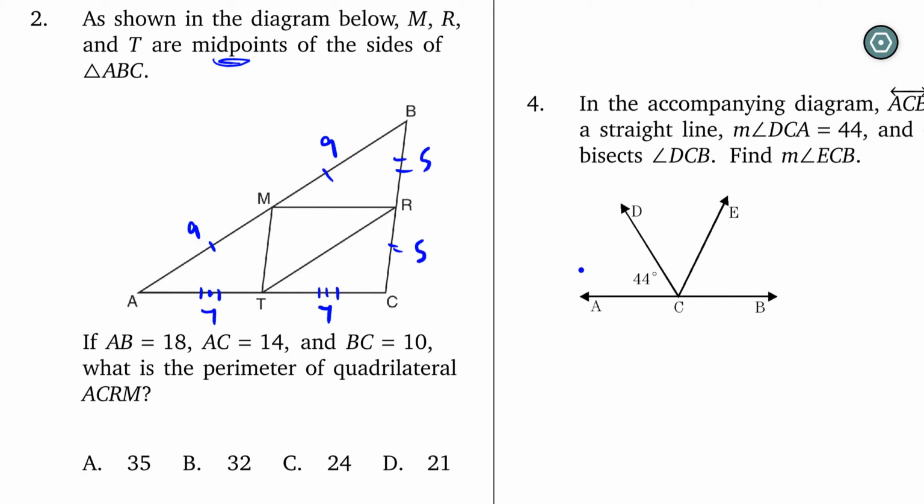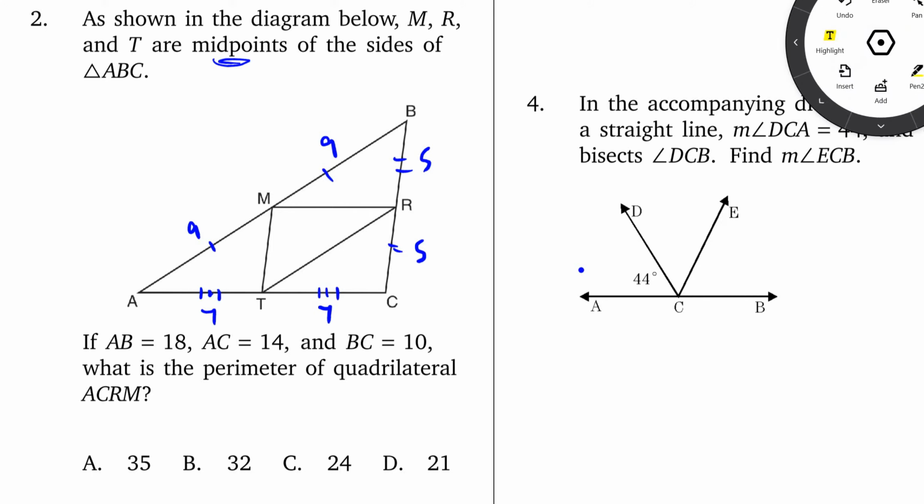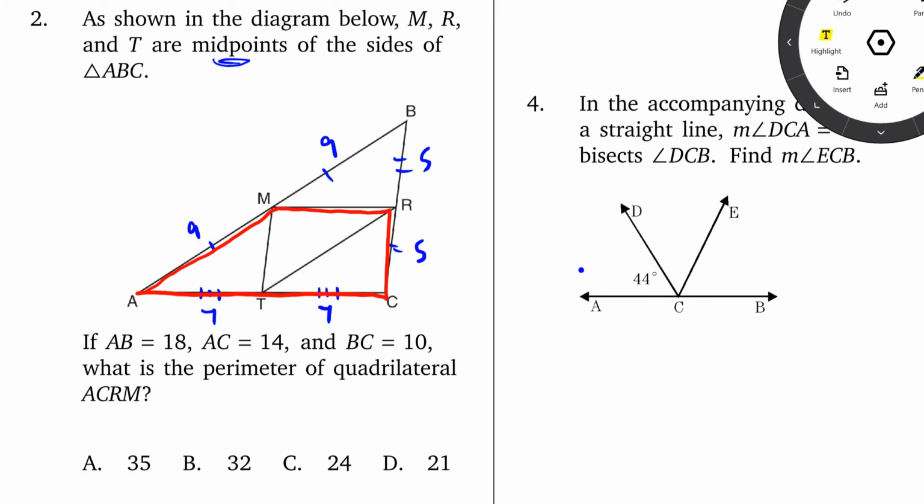It wants us to find the perimeter of quadrilateral ACRM. ACRM is this quadrilateral that I'm highlighting in red. Now if I add up all of the sides there, I have 3 of the 4 sides. MR is the mid-segment parallel to AC, therefore AR is 7. So if I add up the sides of the red quadrilateral, 9 plus 7 plus 5 plus 14, I get an answer there of 35.